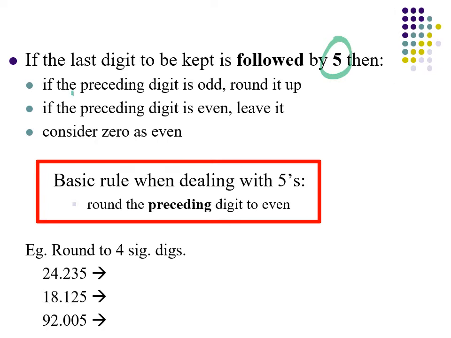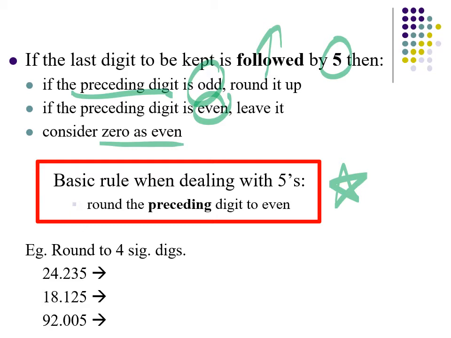How that works is, if the preceding digit to the 5 is odd, then you're going to stick to the rounding up rule. But if it's even, you're going to leave it alone. You're not going to round it up. And zeros are considered even. So essentially the basic rule is, when dealing with 5s, round the preceding digit to even, or if it is even, leave it. For example, if these numbers here at the bottom had to be rounded to 4 significant digits, each one selected so that it has a 5 there, the 5 is being cut off, and we're not going to round up every time. We're going to round to even every time.